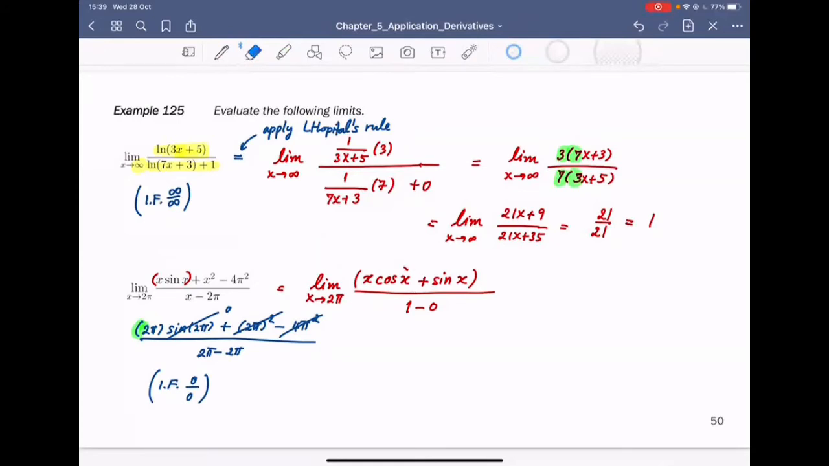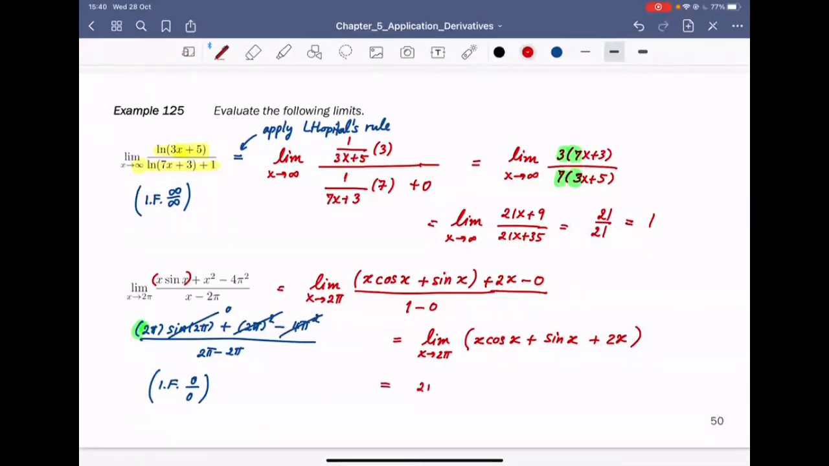Okay. Next, we are going to differentiate x squared, so you get 2x. Differentiate 4 pi squared, that is constant, so I get 0. All right, you can see that L'Hopital rule helps us because it looks cleaner now. So I have limit x goes to 2 pi of x cosine x plus sine x plus 2x. All right, and then plug in.